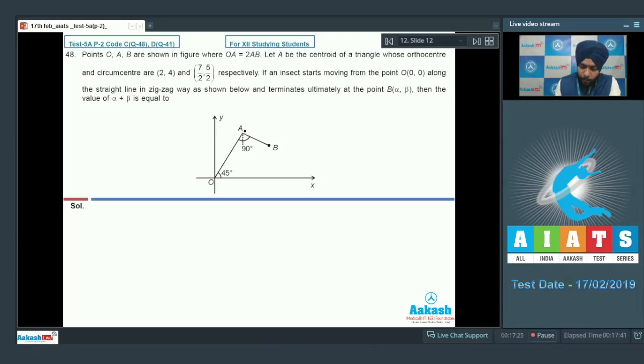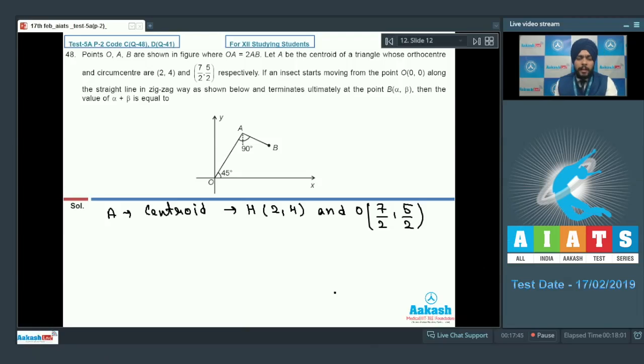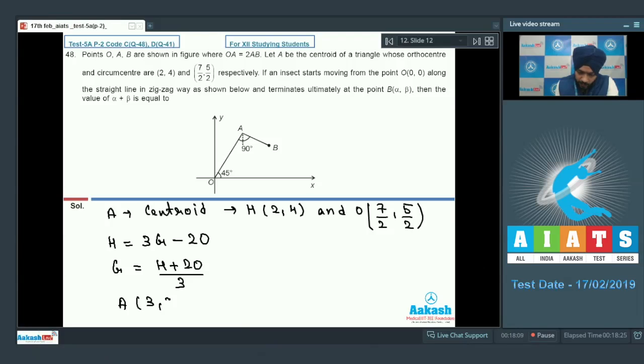Students, we have the point A as the centroid of the triangle having orthocenter as (2, 4) and circumcenter as (7/2, 5/2). By the property of circumcenter, orthocenter and centroid, I have H is equal to 3G minus 2O. And G is point A over here, where G denotes the centroid. So G is (H plus 2O) by 3. From here you get the coordinates of point A as (3, 3).